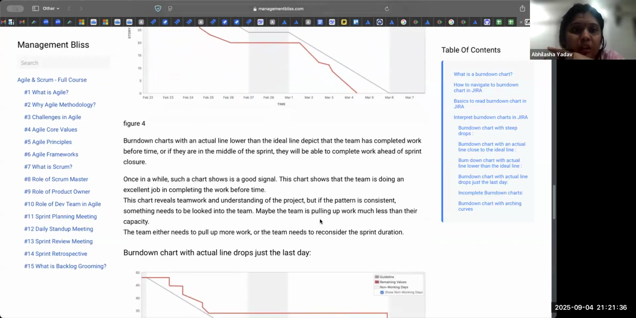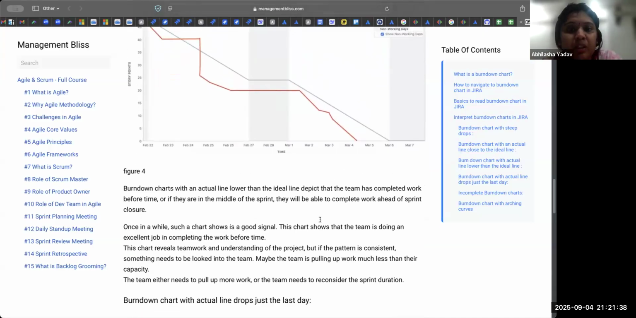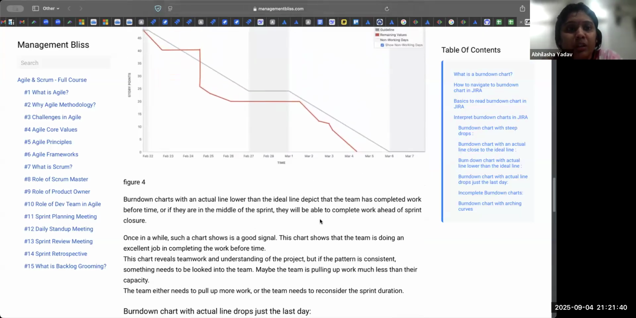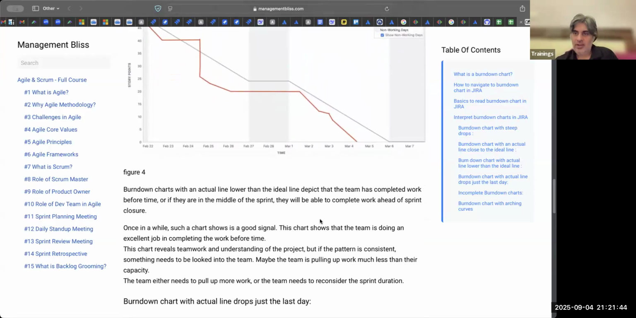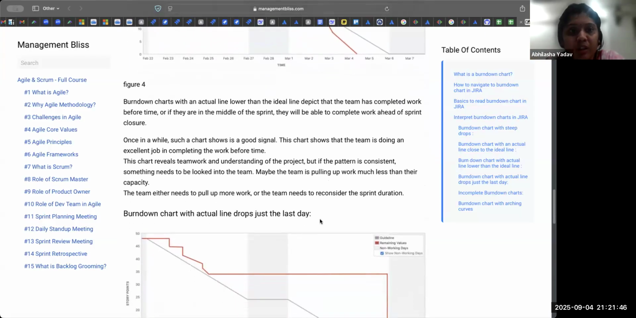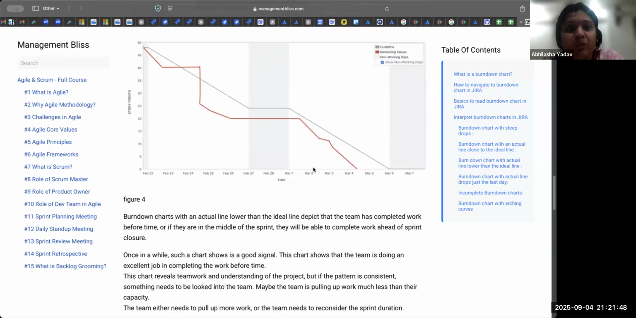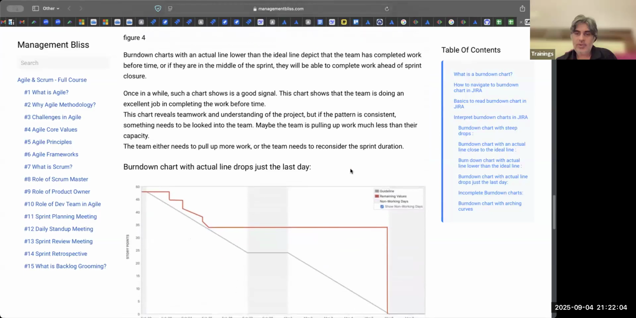Sir, one question. There is a possibility the team is overestimating. We'll come to that. Let me complete this, then we'll come to that. No, in this scenario only, I'm asking. What do you mean by overestimating? I mean, let's say a story is only 3 points, but they are estimating it as 8 story points, and they are closing it early. Correct, correct. Absolutely correct.